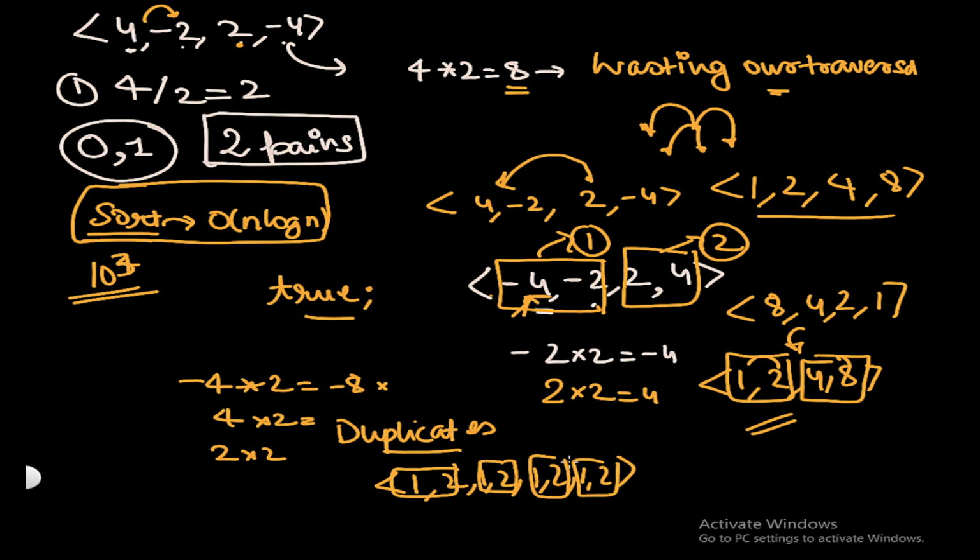So to eliminate these edge conditions, we have to use some kind of a data structure to avoid this. So what we will do, basically, we will try an unordered map.